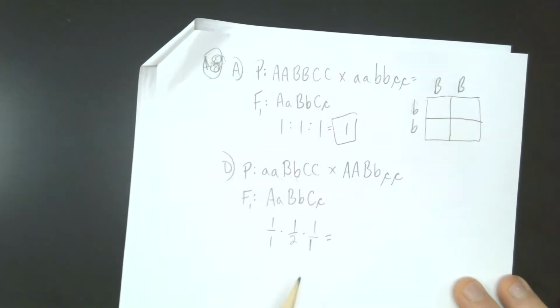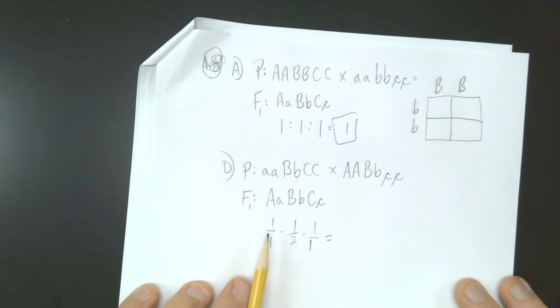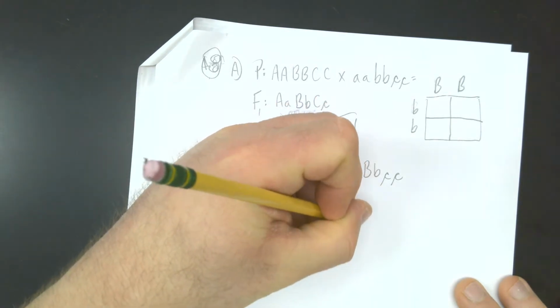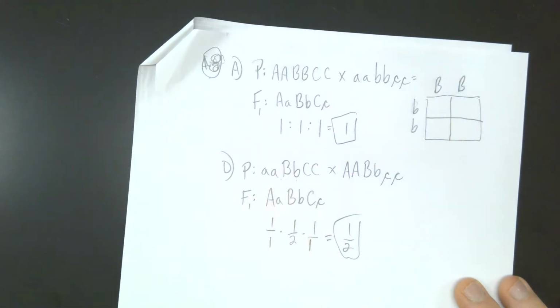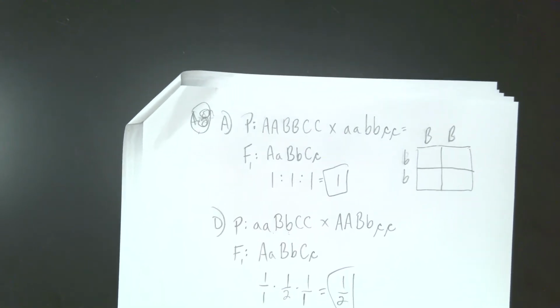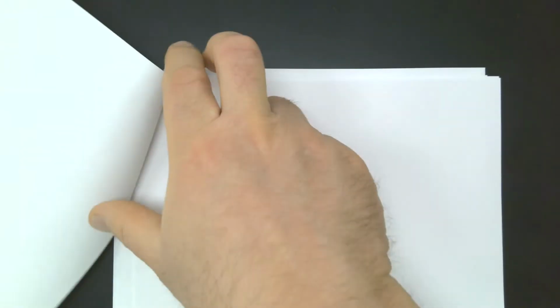Now, they told us that all 3 of these sort independently, so you can calculate the probabilities of each independently, and then you can multiply them together for overall odds. So the odds are a half that the offspring will have this genotype. All right, so that's number 8. Number 9.